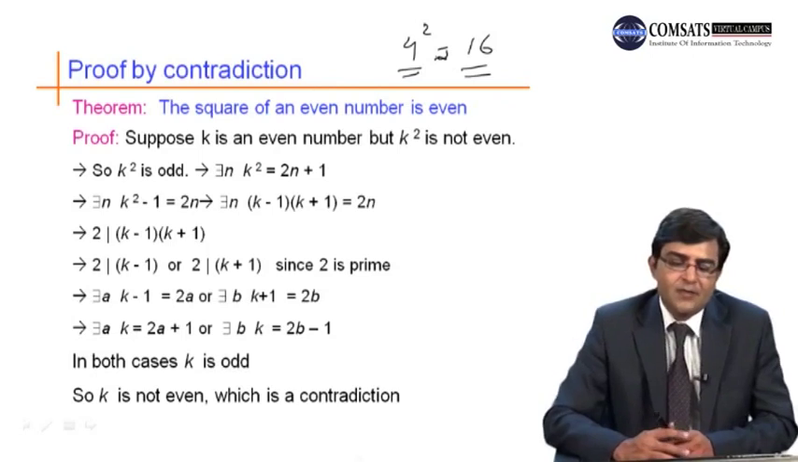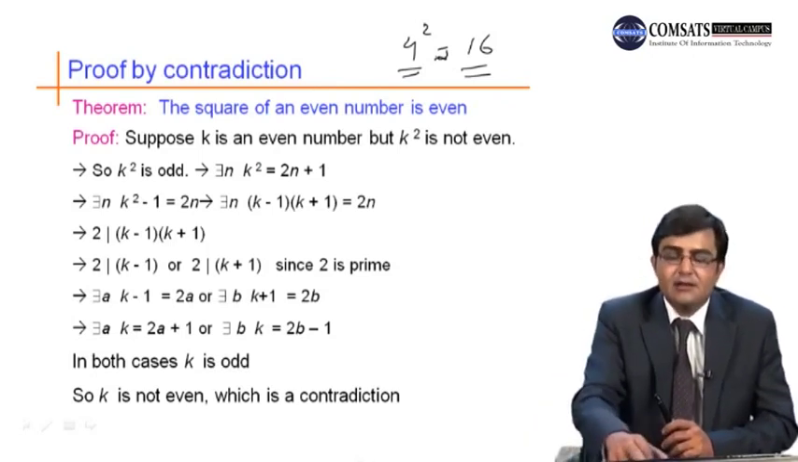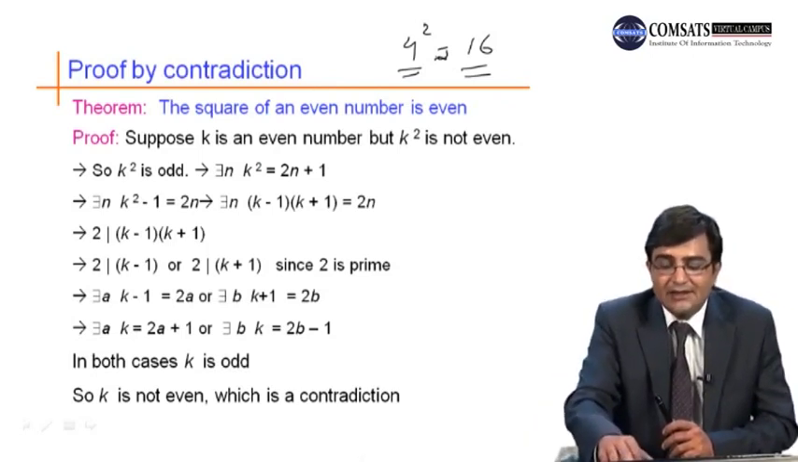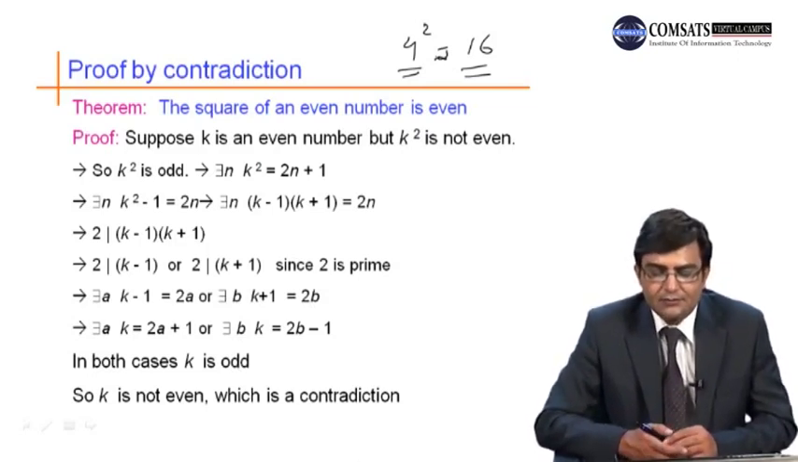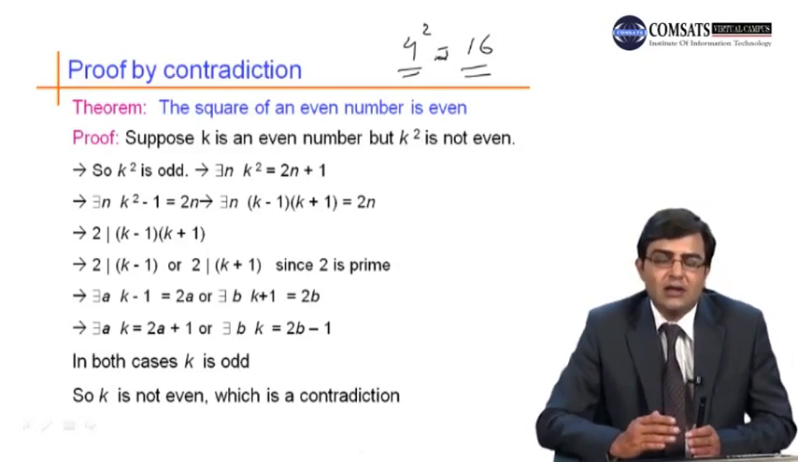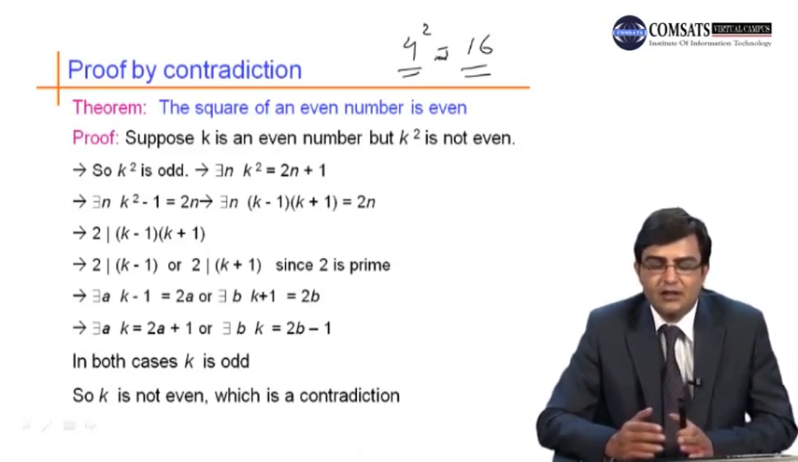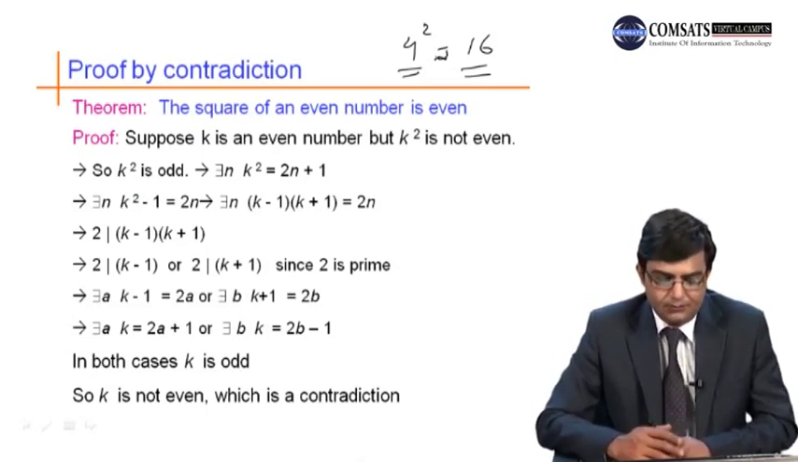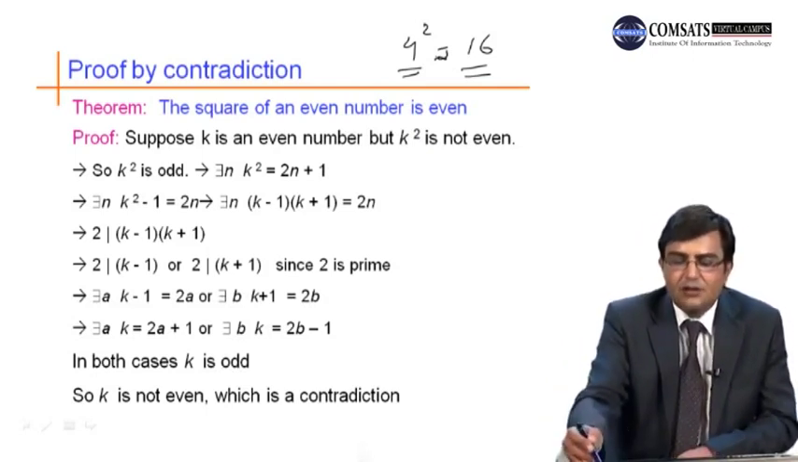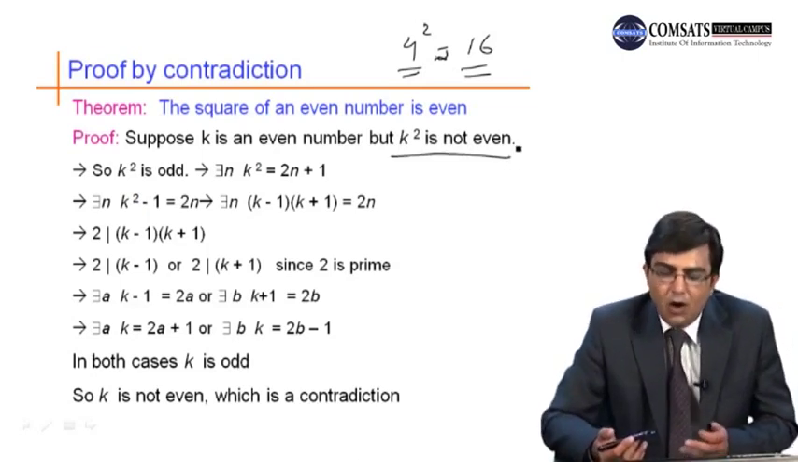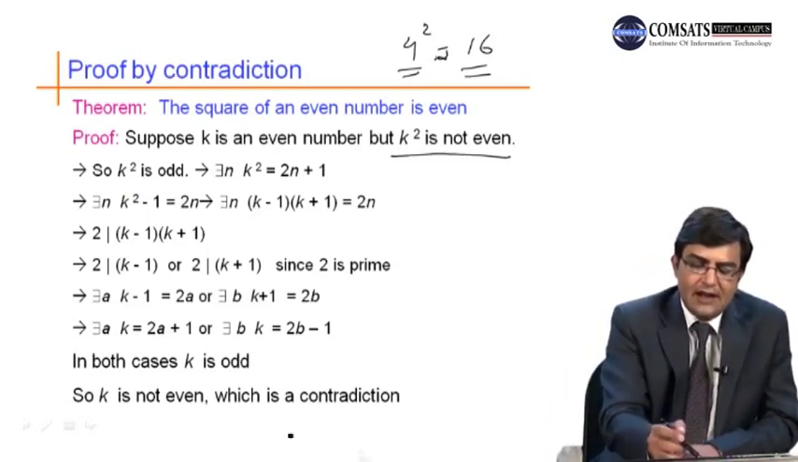So we suppose that k is an even integer and its square, k square, is not even. We suppose it. Now we shall prove this statement wrong. Then we say that our supposition is wrong and we arrive at some contradiction, therefore the given statement is true by using the method of contradiction. Suppose k square is not even, then k square must be odd. So we say that k square is odd.